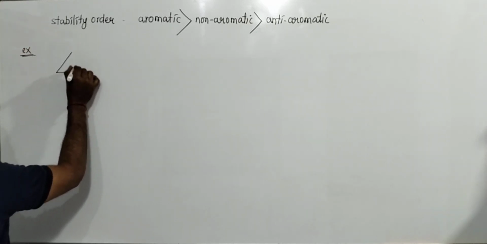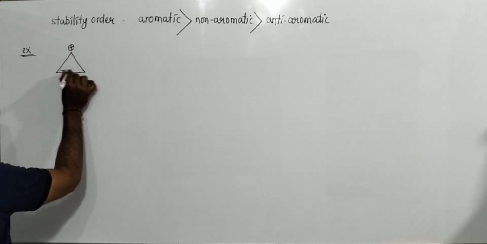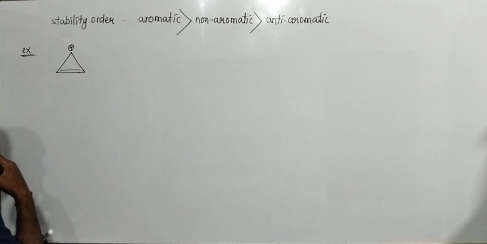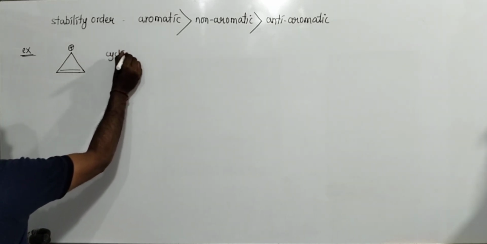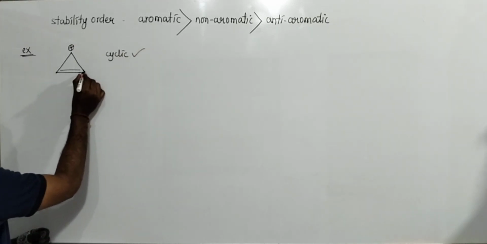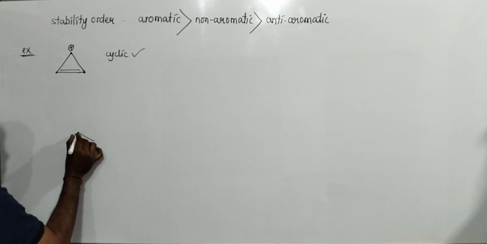If you see this molecule, is it first of all cyclic or not? Yes, cyclic. This carbon is sp2 carbon with positive charge. See, this is the carbon.